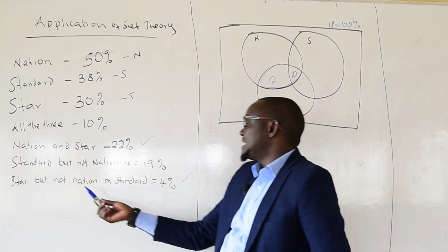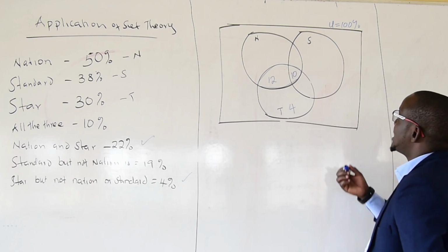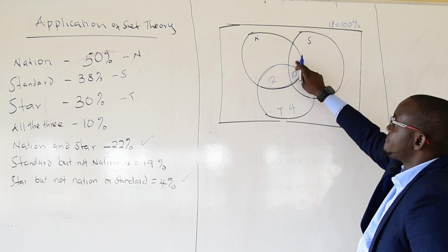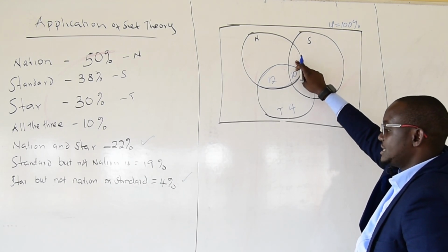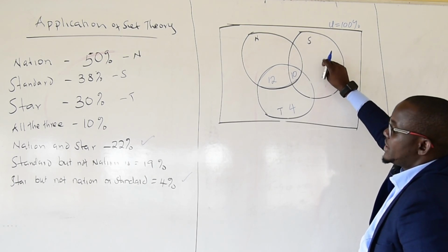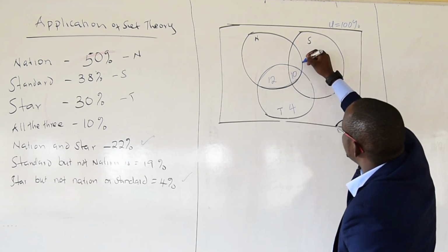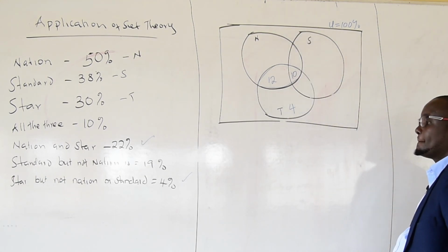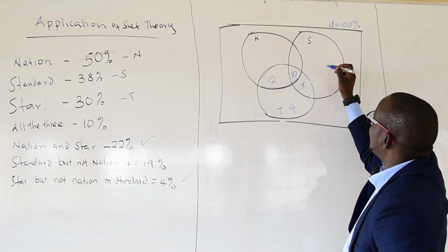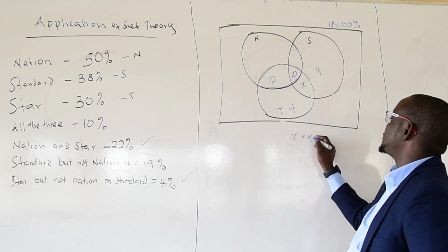Then you are told those that read Standard but are not reading Nation is 19%. So that means this area, they are reading Standard but not Nation. They will not be here. So this area, which I can give x and this y, should give you 19. X plus y should be equal to 19%.